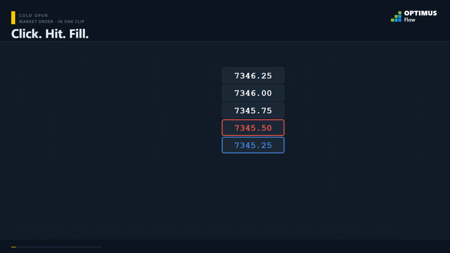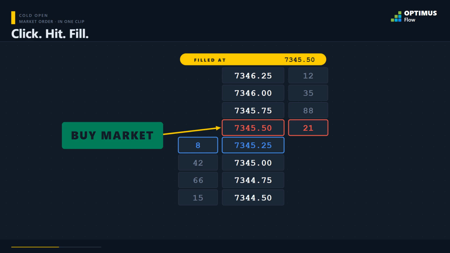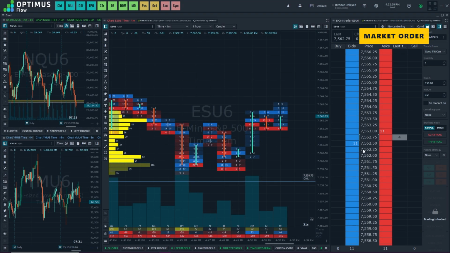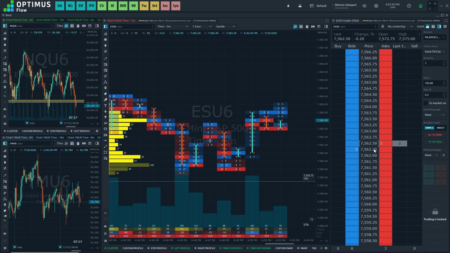So what is a market order exactly? It's an instruction to buy or sell right now, filled at whatever price the book is offering. On any contract at any moment, there are actually two prices. The bid is what the highest buyer is willing to pay, shown here on the left, and the ask is what the cheapest seller is willing to accept, shown here on the right. You'll see them sitting right next to each other on the DOM, also known as the depth of market.